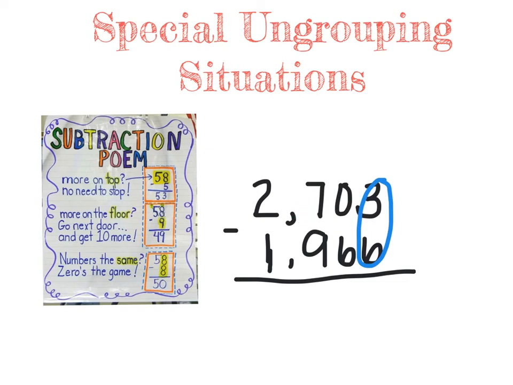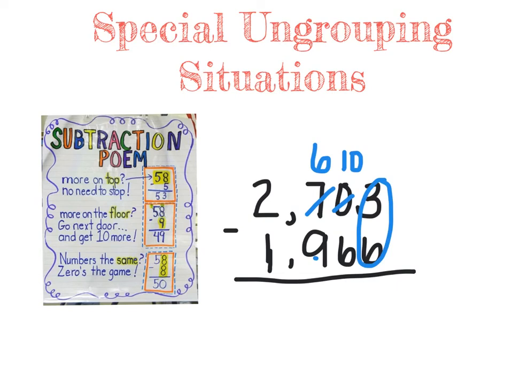So now, I'm going to take a 7, and that's going to become a 6, because I need to give that tens column some 10 so the ones can go next door and get 10 more. So now that I just took 10 from the hundreds place and gave it to my tens column, let's see if I can subtract my ones column.